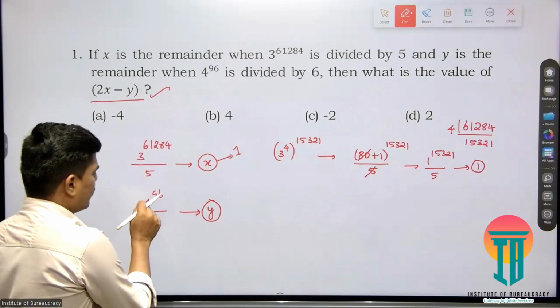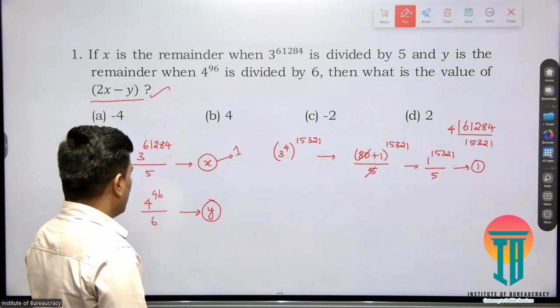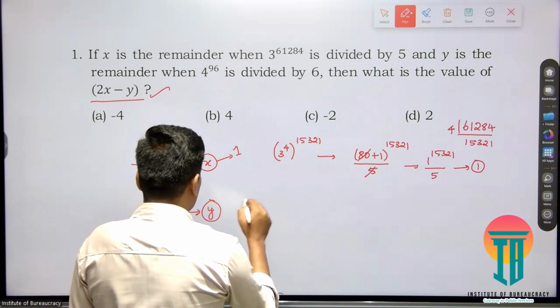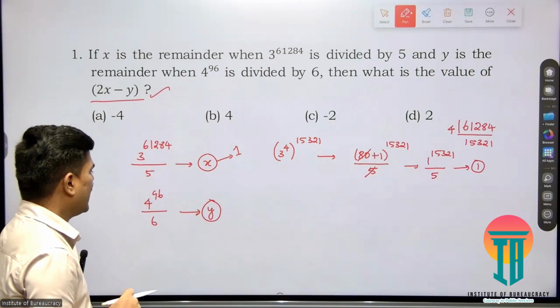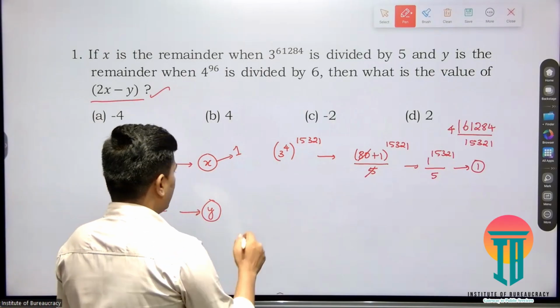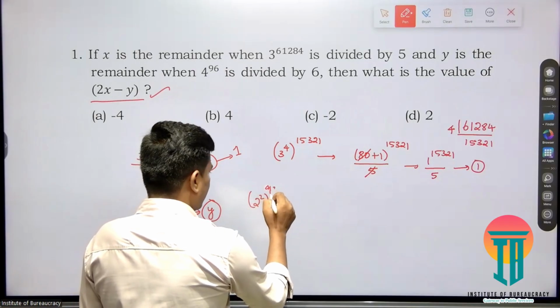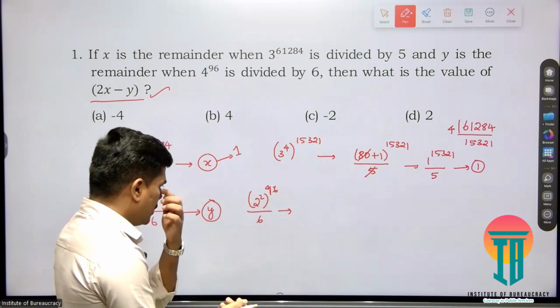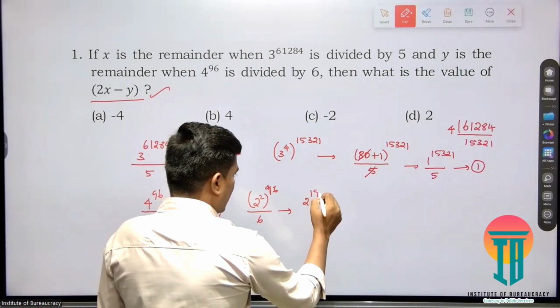Now let's take 4 power 96 by 6. We want to find the remainder. 4 power 96: 4 is 2 power 2, so it is (2 power 2) power 96 divided by 6. Let me simplify this: it is 2 power 192.